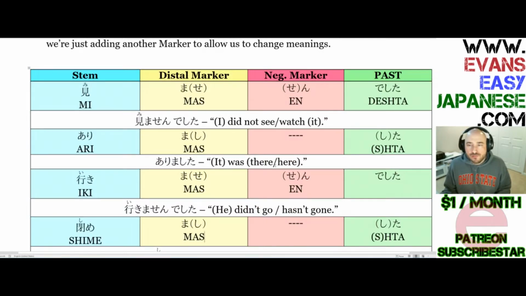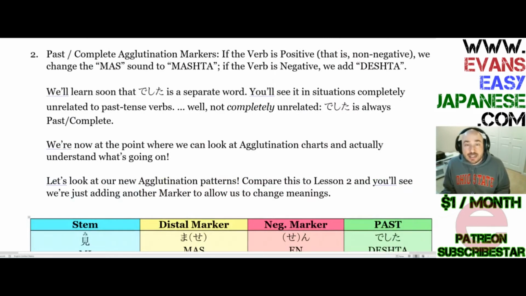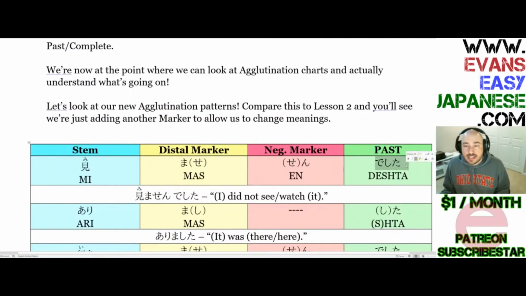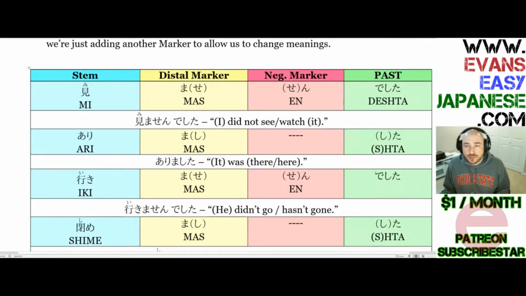The only time you need the deshta is if you have the negative marker. Exactly. Because there's a negative, we have to have the deshta. Otherwise, that's the shta. Exactly. That's the tricky part.